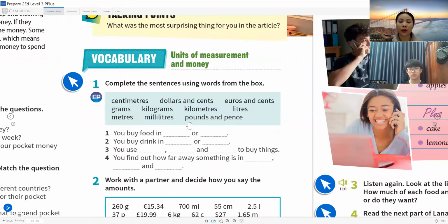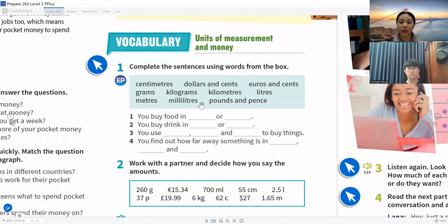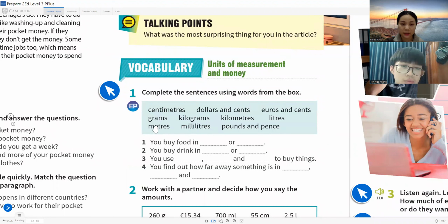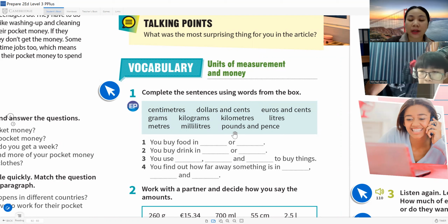Okay, next part, today we are going to learn about units of measurement and money. Okay, we have some new words here. We have centimeters. Dollars and cents. Cents is like coins, for example 9.5 dollars, and the 0.5 dollar is called 5 cents. Okay, similarly we have euros and cents, grams, kilograms, kilometers, liters.